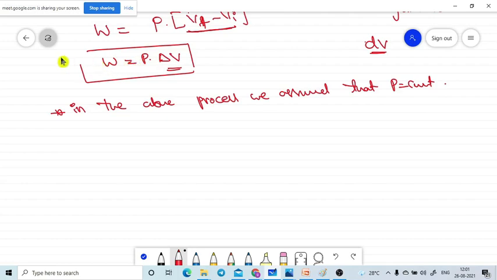So this work formula can be used where the thermodynamic system does work at a constant pressure. This formula we can directly use. Let me introduce one more thing in this one.